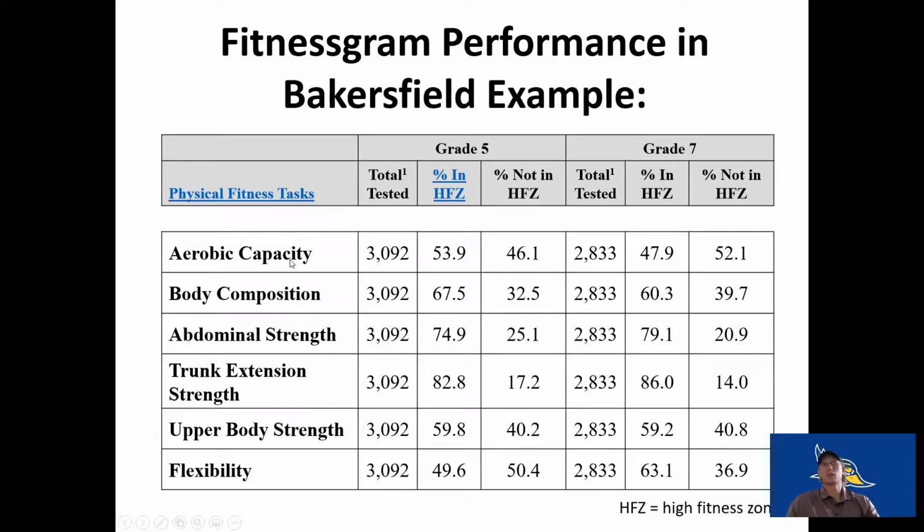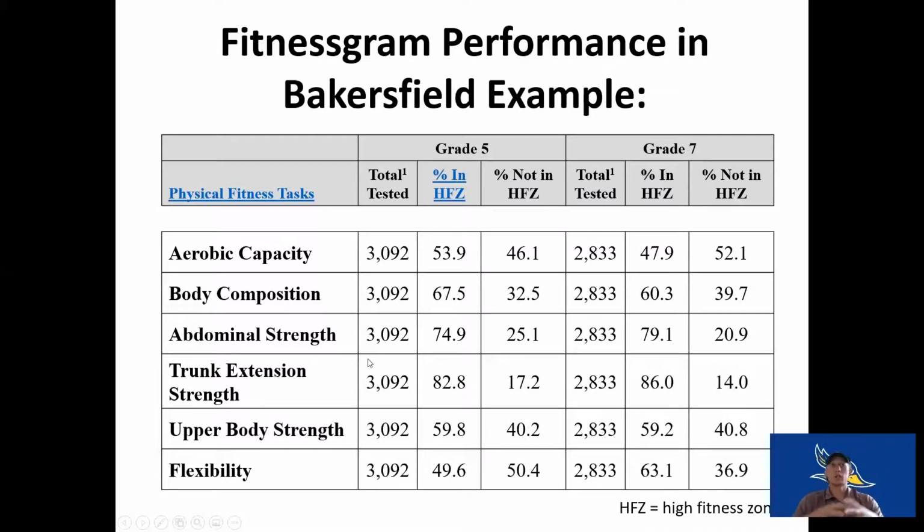The tests could be the 1-mile walk. They could be a BMI. Abdominal strength could be number of sit-ups. Trunk extension strength could be back extensions, and then so on. Upper body strength, maybe push-ups. Flexibility, maybe it's a sit and reach.